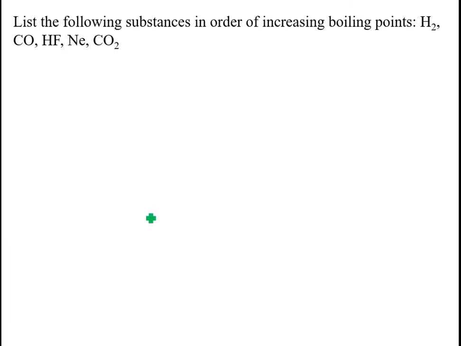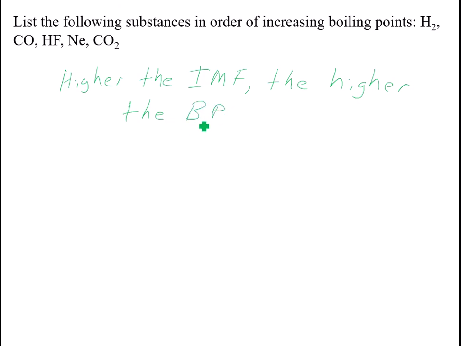All right. Next slide is list the following in order of increasing boiling points. So the thing about this is that the higher the intermolecular forces, the higher the boiling point. So basically, first I have to find out what the intermolecular forces are. Carbon monoxide, because it's two different atoms and only two different atoms, is going to be dipole-dipole and London dispersion.